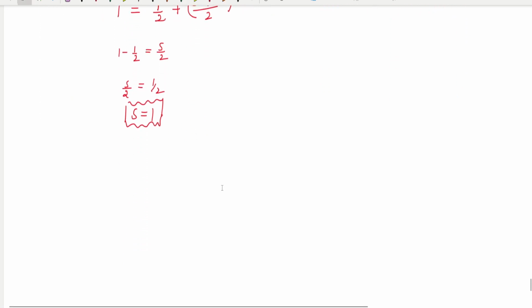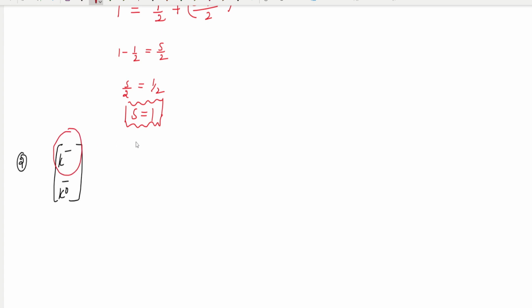Okay, next thing. Second one, K minus and K minus antiparticle. I want to check this K minus strangeness number. The formula is Q equal to I3 plus B plus S divided by 2.